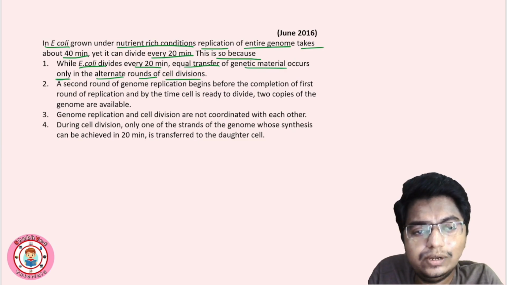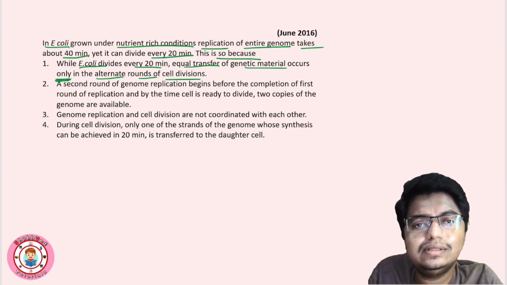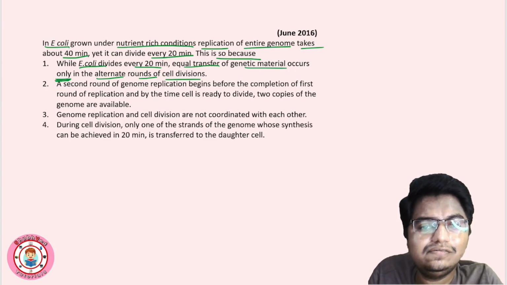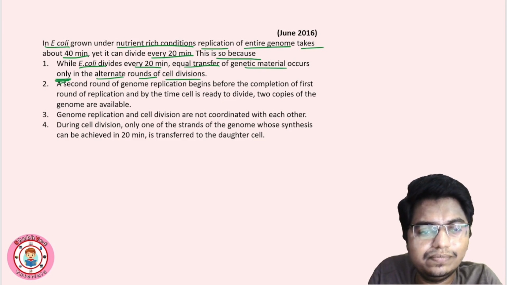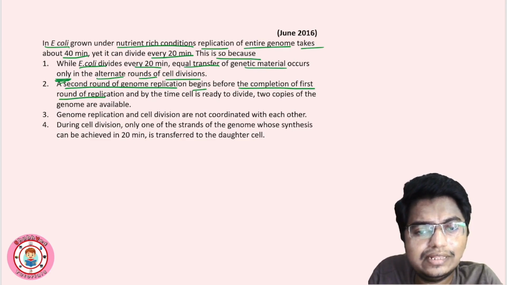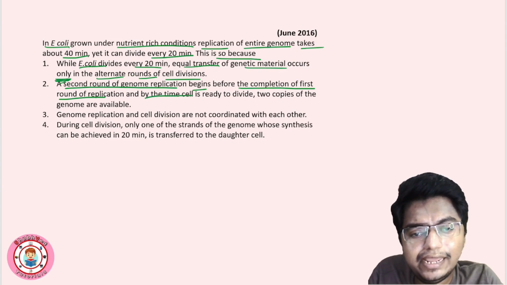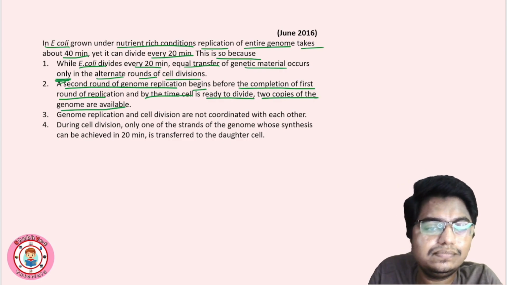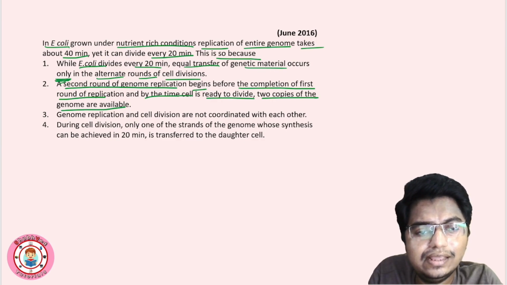Second, here it says only, so this is an extreme term. Nothing like only happens, right? Meaning there are very specific questions which can be solved by only one thing. Next: a second round of genome replication begins before the completion of the first round. What was in the previous question: simultaneous replication happens. Second replication begins before the completion of first replication, and by the time the cell is ready to divide, two copies of the genome are available. So this statement seems to be more accurate.